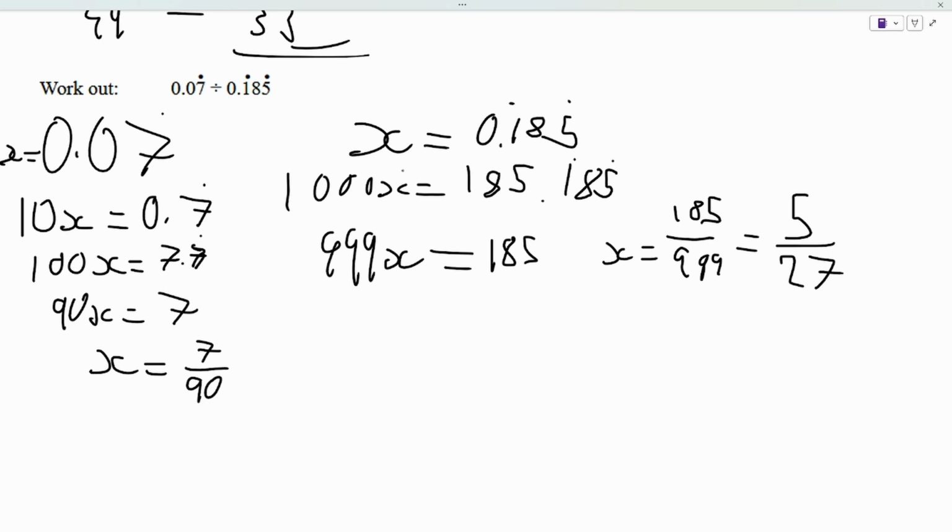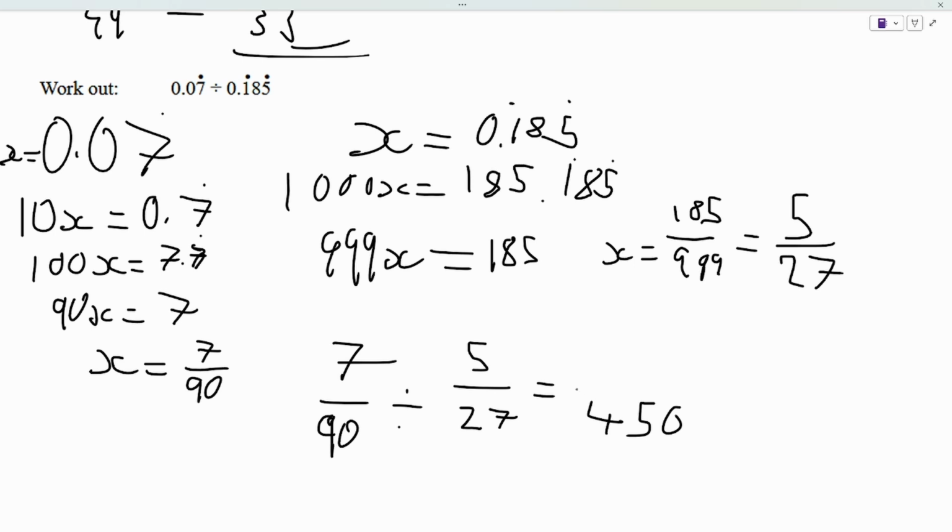So then we have our two fractions. We can put it back using the operator. So we get 7 over 90. Be careful of the order because obviously it's divide. So 7 over 90 divided by 5 over 27. 7 times 27 is our numerator, and then 90 times 5, 450. And then what is that going to be?